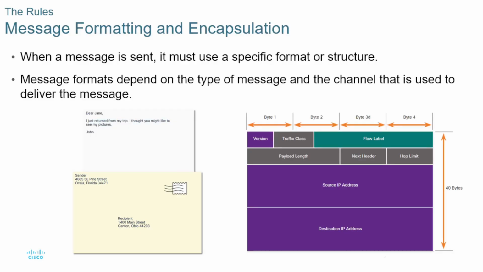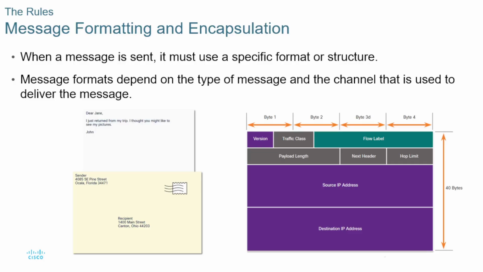Each field in the header provides critical information, such as the source and destination addresses, message length, and other details that help the network deliver the message correctly. Proper message formatting allows data to travel efficiently and be understood accurately.